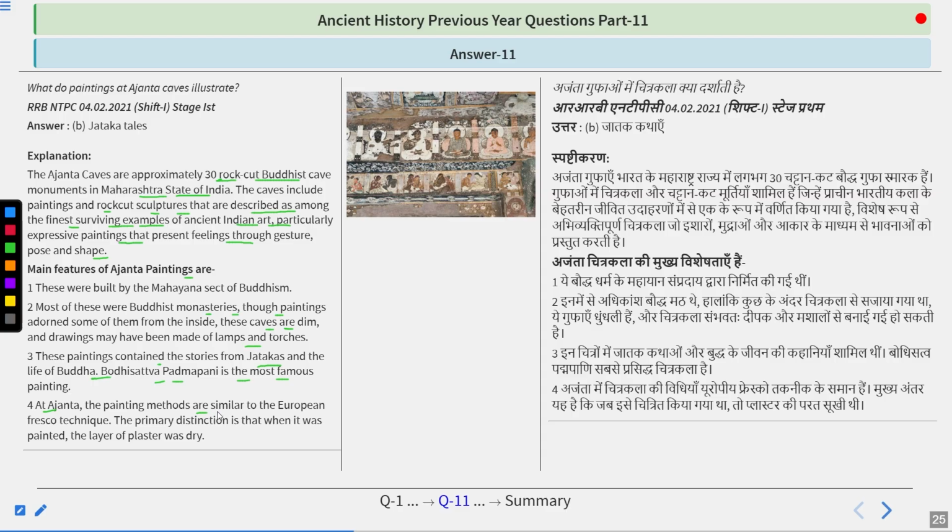At Ajanta, the painting methods are similar to the European fresco technique. Here you can see fresco. What is fresco painting? Basically the blocks are pushed into the walls and then the particular paintings are imprinted. The primary distinction is that when it was painted, a layer of plaster was dry. So do remember that Ajanta caves are related to Jatak tales.